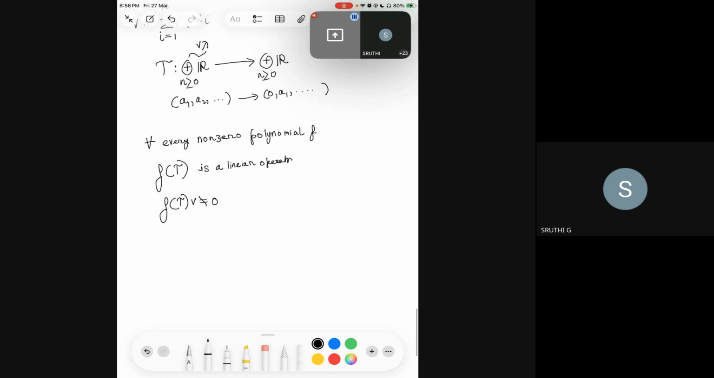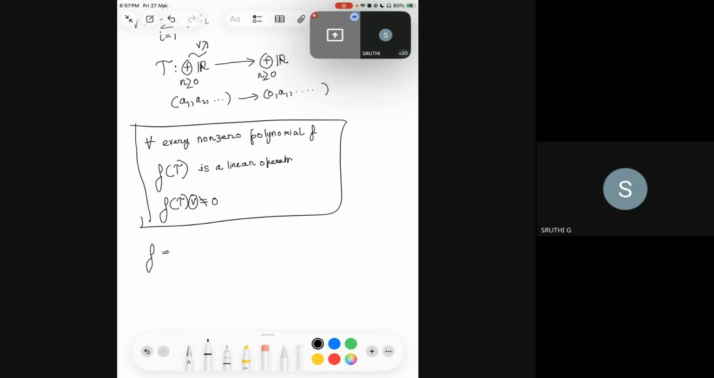Absolutely. So we have to prove this, right? If we can prove that for every non-zero polynomial f, f(T) is a linear operator, and we can show some v so that f(T)(v) is not equal to zero, then we are done, right? So this is actually a constructive proof, not a proof by contradiction. You are showing that every non-zero polynomial is not an analytic polynomial. So give me an expression of f.